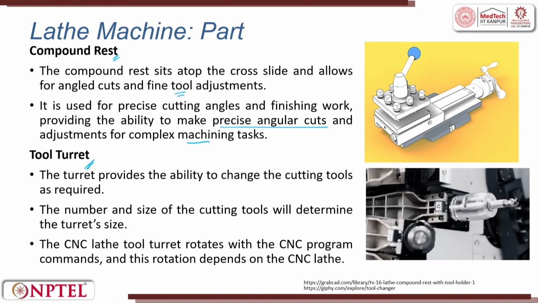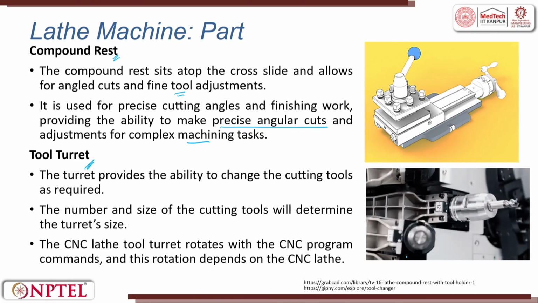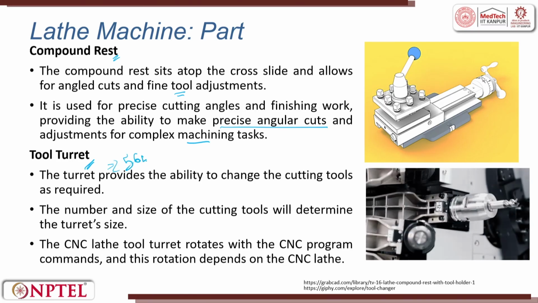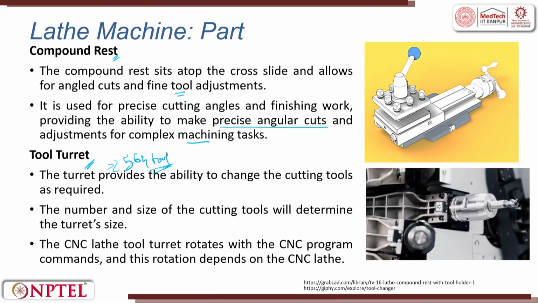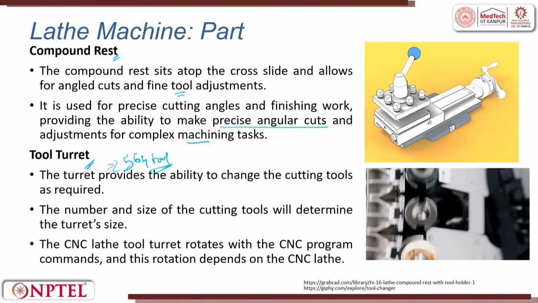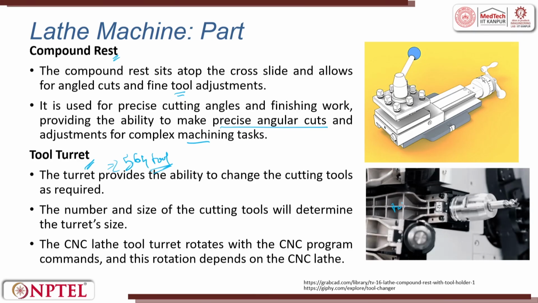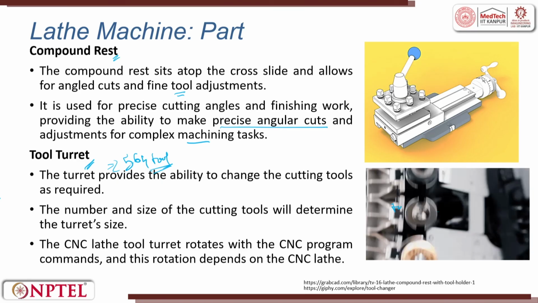Tool turret. So, if there is a restriction for 4, then you can always have a turret. In modern day CNC machines, they have a tool turret where you can load up to 5, 6, 4 tools in one shot. It is loaded, and only one tool will come for engagement for machining. The turret provides the ability to change the cutting tool as required. So, this is the turret. The number and the size of the cutting tool will determine the turret size. In the CNC lathe machine, the turret is automatically called and then the tool is picked and placed for machining.